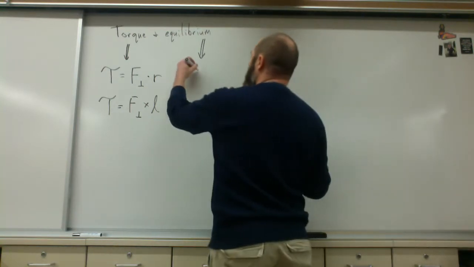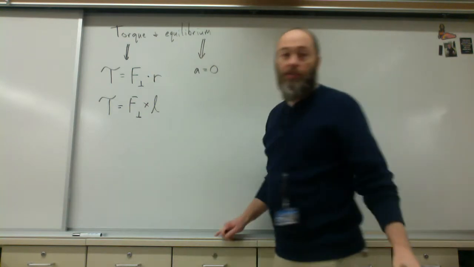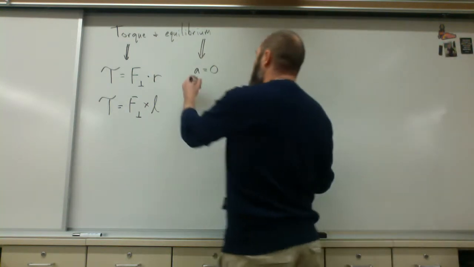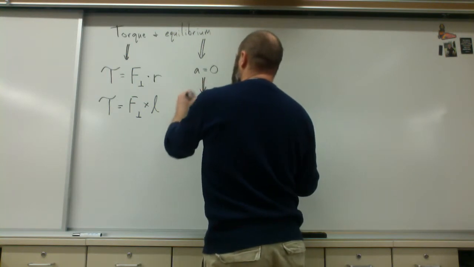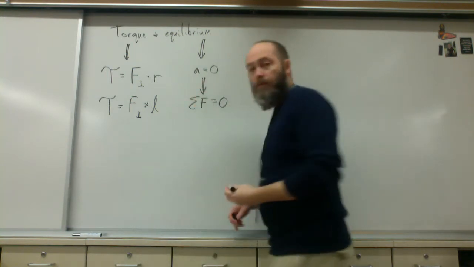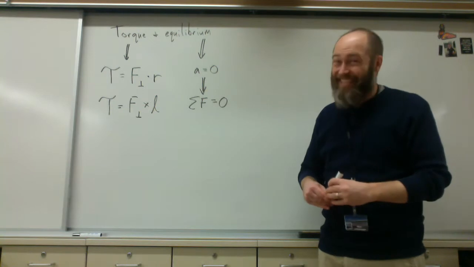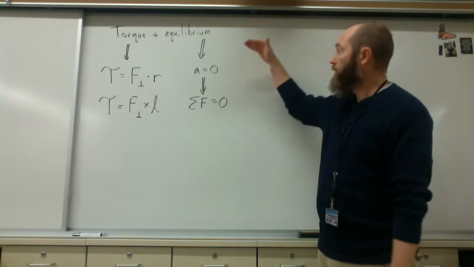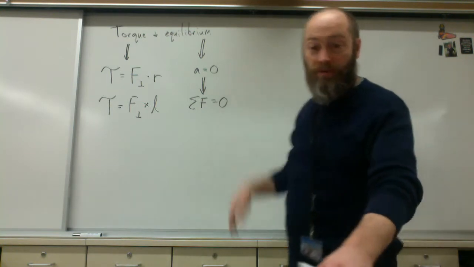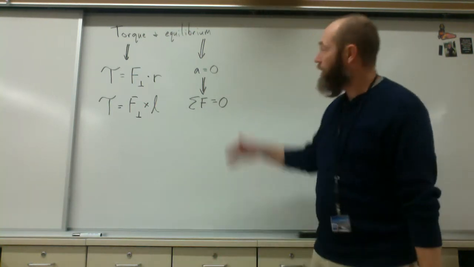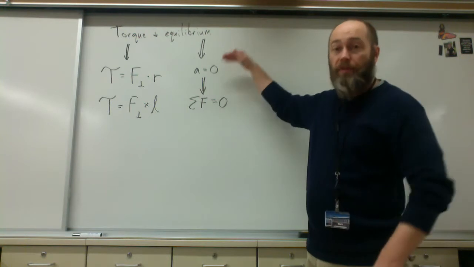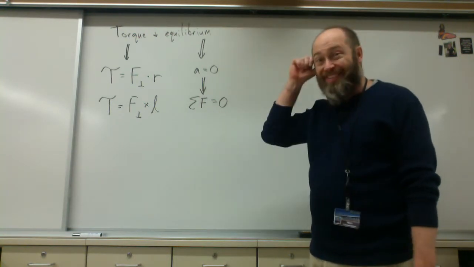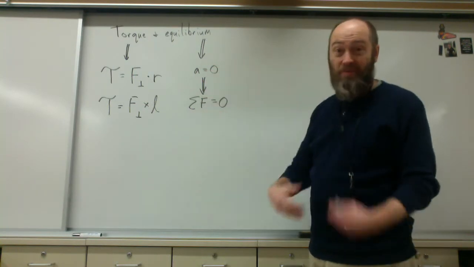Well, equilibrium means that your acceleration is going to be zero. How do we get zero acceleration? You have to add all your forces up and get zero, which is really Newton's first law. If the net force is zero, an object is going to experience zero acceleration, i.e., if it's at rest, it'll stay at rest. If it's moving, it's going to stay moving in a straight line. So one piece of equilibrium means you add all the forces up, you get nothing.